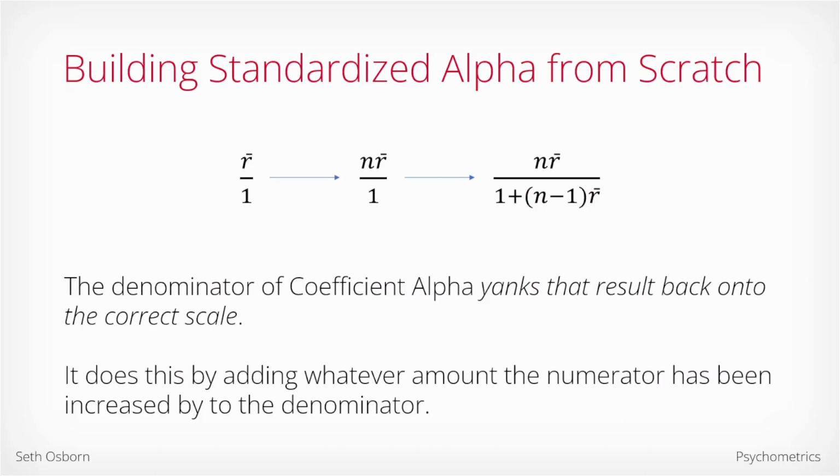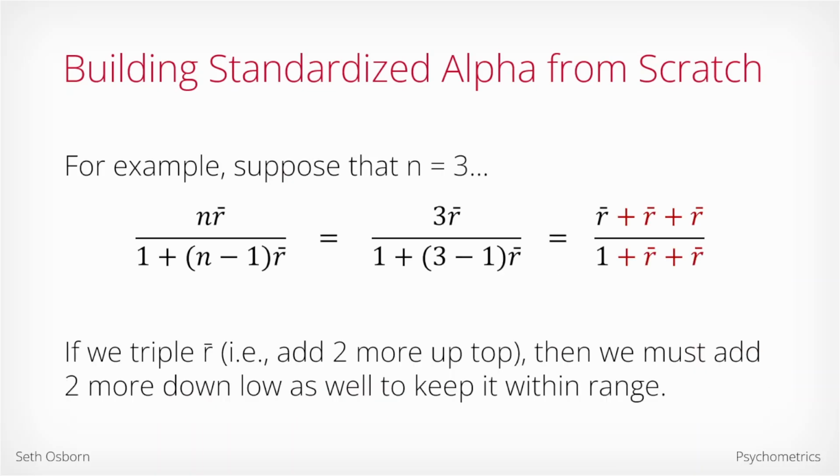So the denominator of the formula simply yanks the result back onto the correct scale. The way it does this is by saying, whatever amount you add up top, we're going to add the exact same amount down low, and that's going to keep it ranging with a maximum of 1. So that probably doesn't make any sense. Let's take a quick example to make it make sense.